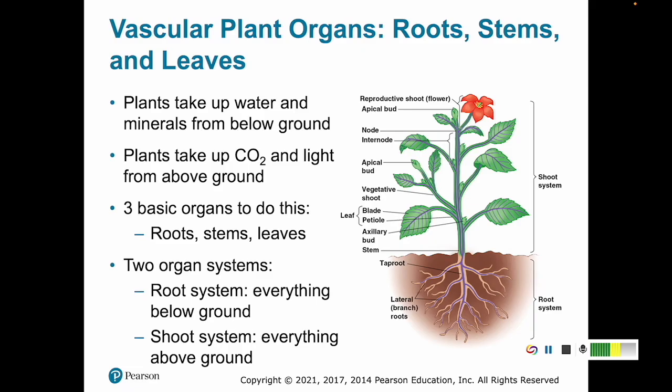To be able to get water, minerals, carbon dioxide, and light, they have three basic organs. They have roots. These are the roots below the ground. They have stems, and they have leaves. Together, those are divided into two basic organ systems: the root system, which is everything below the ground, and the shoot system, which is everything above the ground.